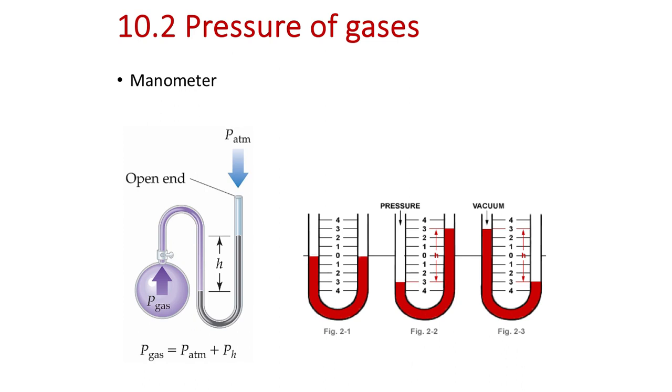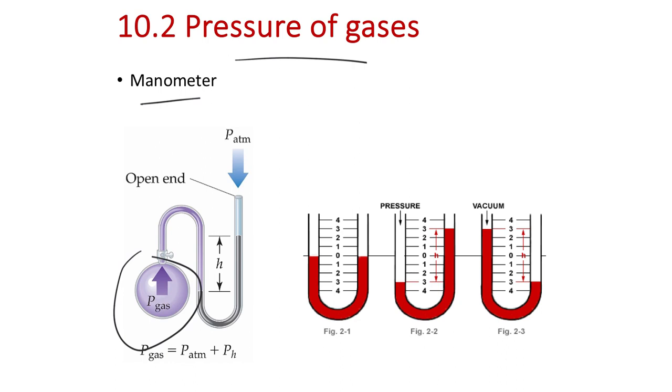But the classic way, or the original way, to measure the pressure of a gas was to use something called a manometer, which was kind of like a barometer, but it was specifically designed to be connected to a gas sample instead of an open dish open to the atmosphere.